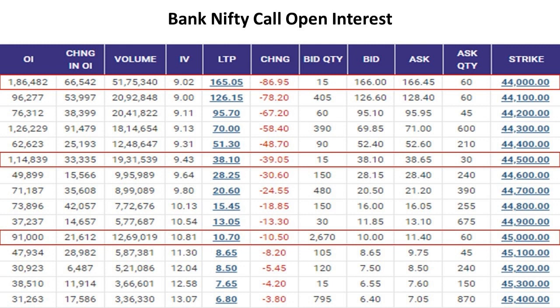So, as I said, chartwise, 43,957 is the crucial level. If it breaks those levels, then Bank Nifty might rally sharply towards the levels of 44,500 to 45,000 odd mark, because the traders who are short in Bank Nifty out of the money calls might go for short covering of their short positions above the 43,947 odd mark level.